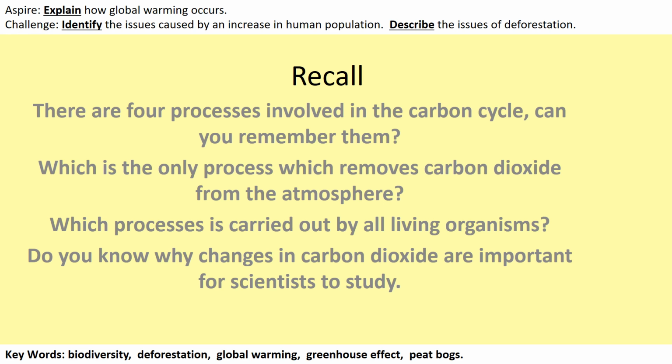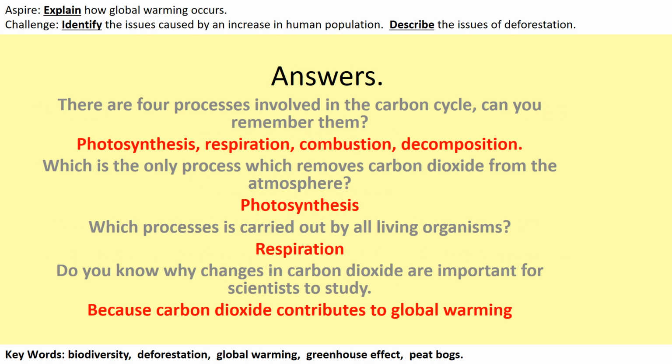Right, okay, let's go through these answers. The 4 processes that we've looked at were photosynthesis, respiration, combustion and decomposition. And the only one of those processes that can remove carbon dioxide, this is why plants are so important, is photosynthesis. That's the only way we can reduce the amount of carbon dioxide in our atmosphere. The process which all living things carry out, so that's the bacteria that we talked about last lesson, the plants and the cow that was in the picture, but any other organism, was respiration.